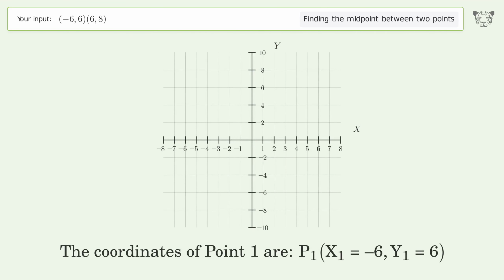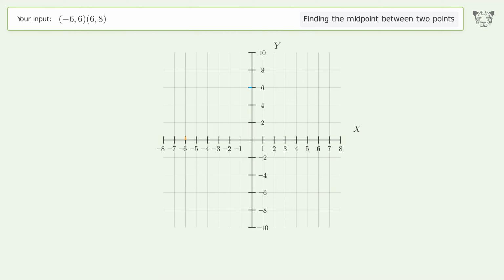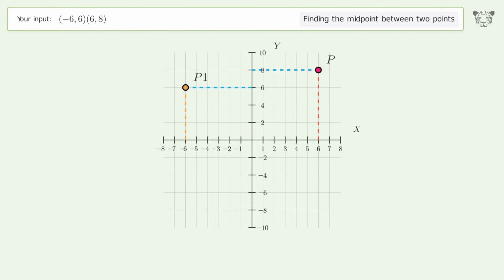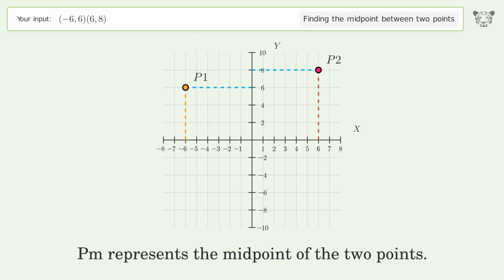The coordinates of point 1 are x1 equals -6, y1 equals 6. The coordinates of point 2 are x2 equals 6, y2 equals 8. PM represents the midpoint of the 2 points.